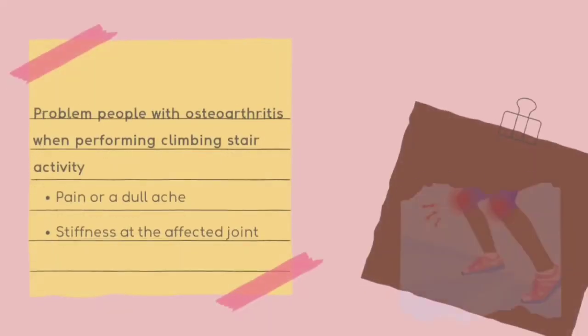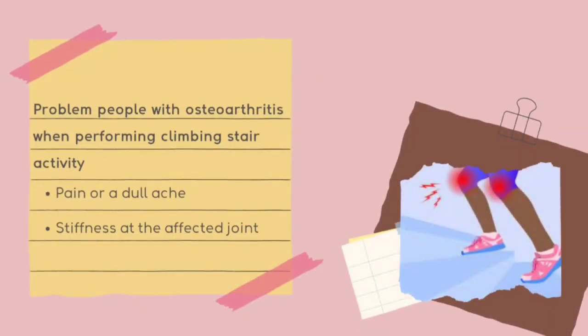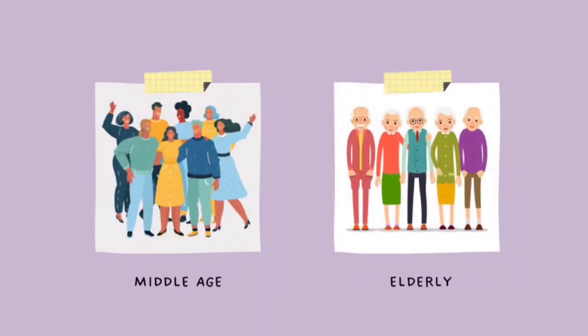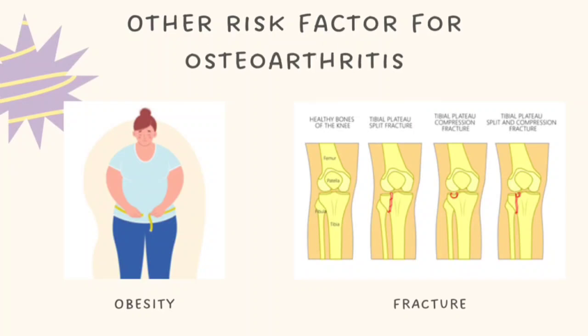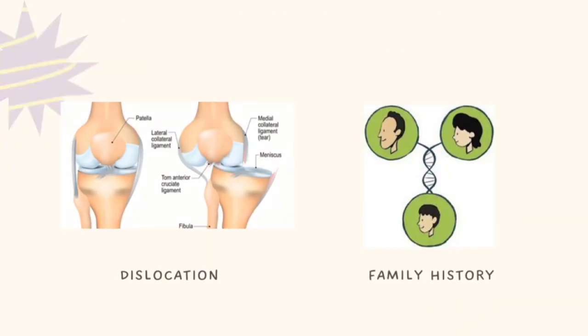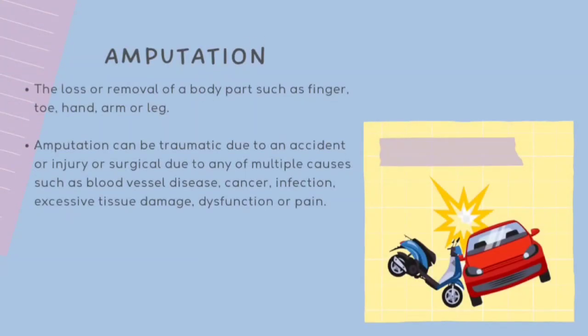People with osteoarthritis, which involves the knee and hip joints and the joints at the lower back, will have problems performing the climbing stairs activity as they will feel pain or a dull ache and stiffness at the affected joint. Osteoarthritis affects people who are middle-aged or elderly. Other risk factors for osteoarthritis include obesity, previous injury to the affected joint such as fracture or dislocation, and family history of osteoarthritis.